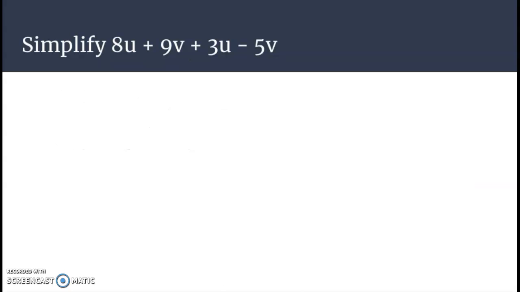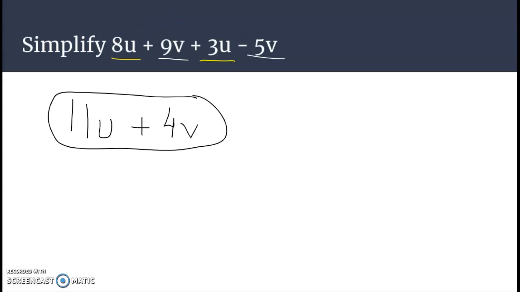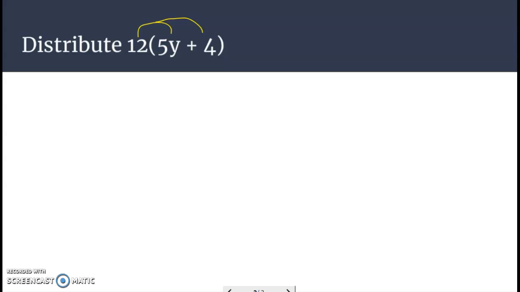Alright, let's look at another one here. Distributive property. We'll talk about distributive property here a little bit. When you use the distributive property, the number outside the parentheses gets distributed to each thing inside the parentheses. And so what we have is 12 times 5y, which gives us 60y. 12 times the 4 is 48, and that's our simplified answer.